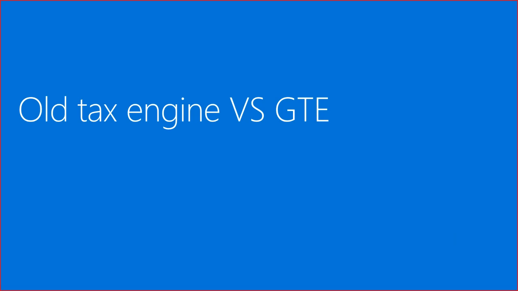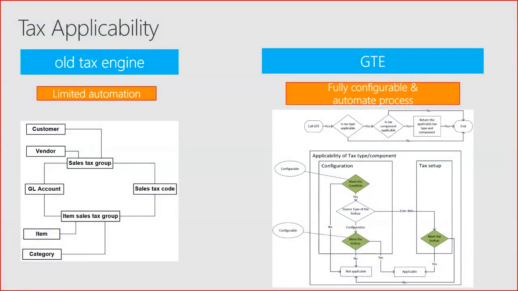So the next part is for your easier understanding of the new tax engine. I'm trying to compare the old tax engine, I mean the sales tax group, item tax group, sales tax code, this concept, with the GTE in the 3 functional areas. I mean applicability, calculation, posting. So the first part is tax applicability.